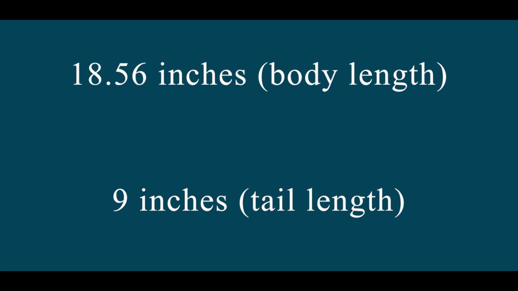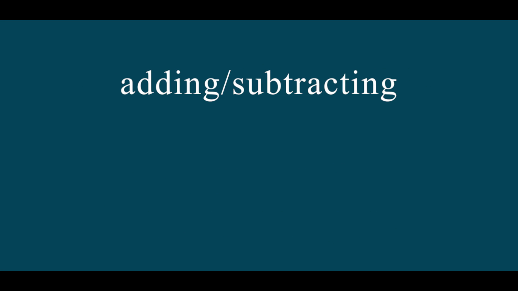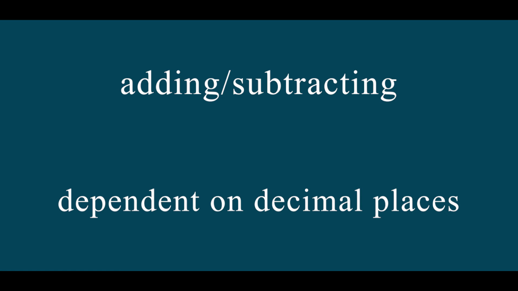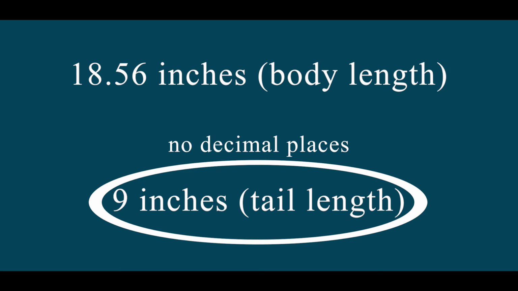Before adding anything together, we have to make sure that everything is in the same unit, which my measurements already are. My measurement of Kitty's tail is not as accurate as my measurement of her body length. Unfortunately, my final answer can only be as accurate as my least accurate measurement. When adding or subtracting numbers, this is dependent on the number of decimal places your numbers have. So since my least accurate number, 9, has no decimal places, my final answer cannot have decimal places. So I'm forced to round off my final answer of 27.56 inches to be 28 inches.